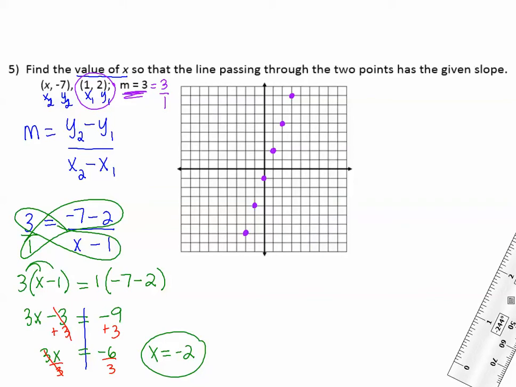Notice that this point has the y-coordinate of negative 7. So on the y-axis, 1, 2, 3, 4, 5, 6, 7, here's negative 7. Here is the point that goes with it. What is the x-coordinate? On the x-axis, 1, 2, negative 2. So now I can tell from the graph that the x-coordinate is negative 2, because this is the point (negative 2, negative 7), that lines up with my other points. You may do it either way.